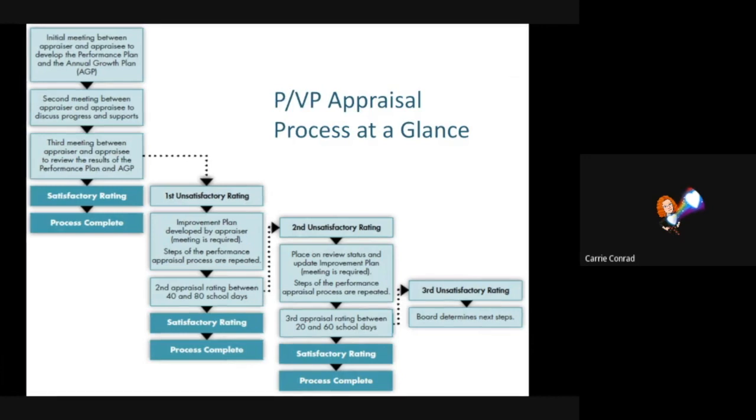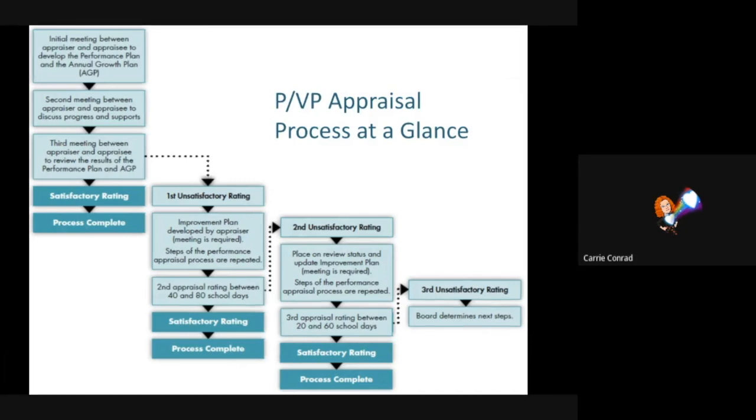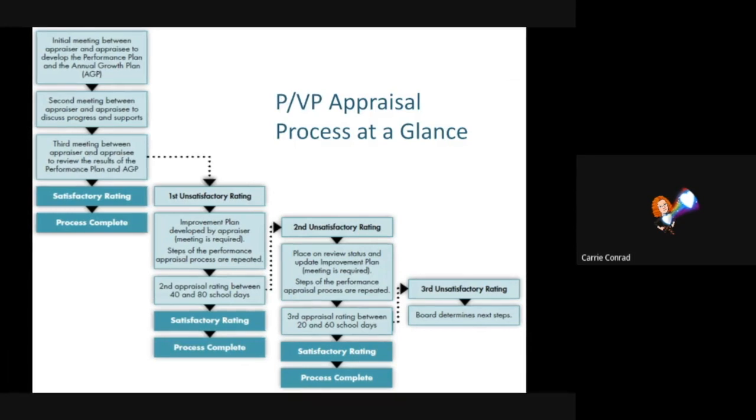In the event that that is not the result, and it's an unsatisfactory rating, at that point, the board will review the progress, and the board will make a determination on next steps related to the PPA process and that specific appraisee. And that may result in removal from the position.